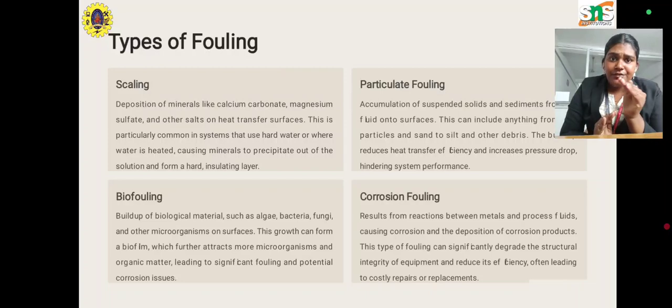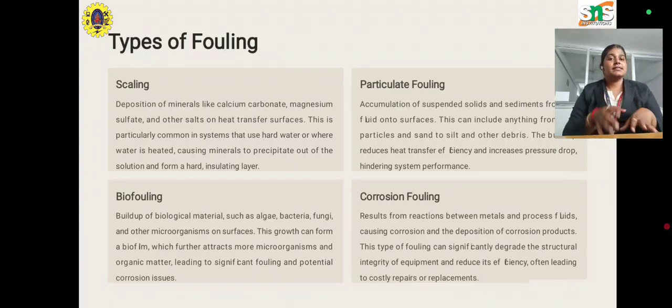So next we shall see about biofouling. Biofouling is nothing but a build-up of biological materials such as algae, bacteria, fungi, and other microorganisms on the surface. So the growth can be of microorganisms, which further attracts more microorganisms and organic matter. So it leads to significant fouling and potential corrosion issues.